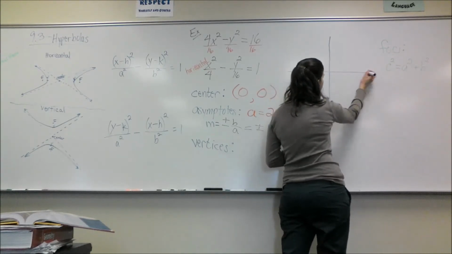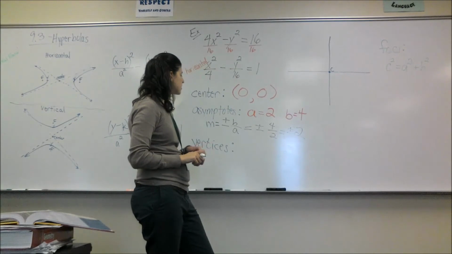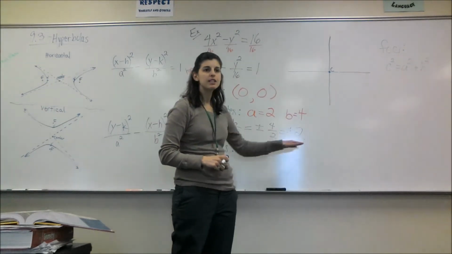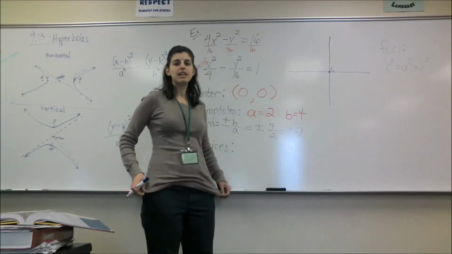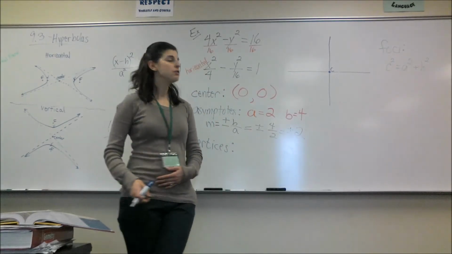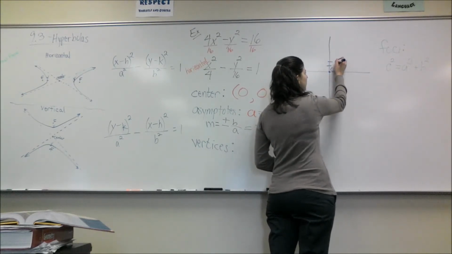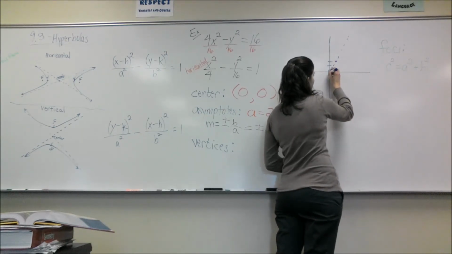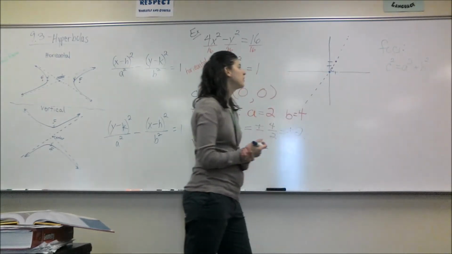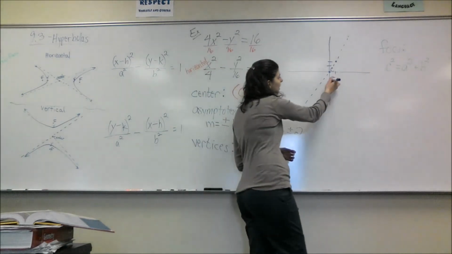So here we go. My center is still 0, 0. There it is. My slopes of my asymptotes are now plus and minus 2. How am I going to slope plus and minus 2 from my center? Up 2, right 1. And that gives me this dotted line. How do I slope negative 2? That's fine, down 2, right 1.